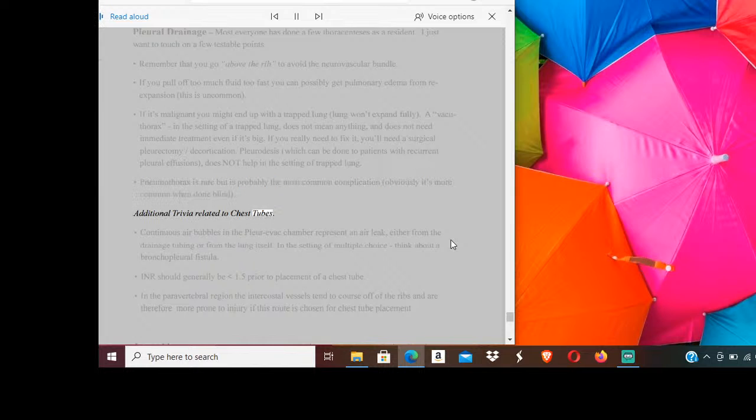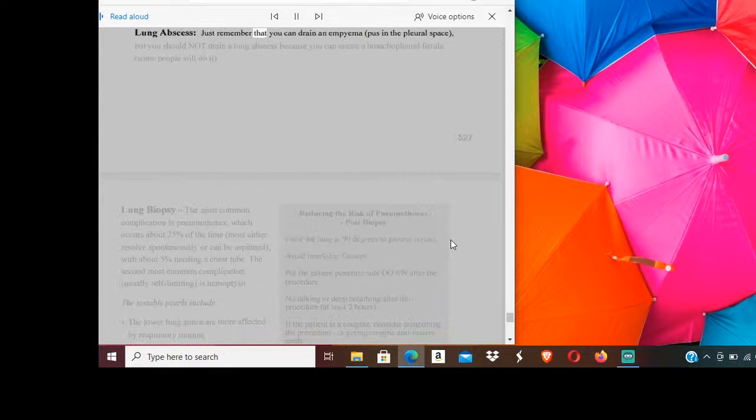Additional trivia related to chest tubes. Continuous air bubbles in the Pleur-evac chamber represent an air leak, either from the drainage tubing or from the lung itself. In the setting of multiple choice, think about a bronchopleural fistula. INR should generally be below 1.5 prior to placement of a chest tube. In the paravertebral region, the intercostal vessels tend to course off of the ribs, and are therefore more prone to injury if this route is chosen for chest tube placement.